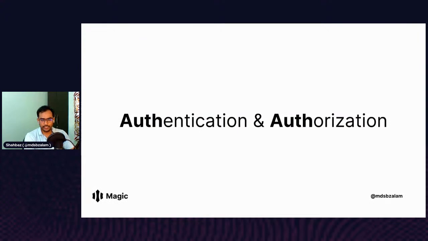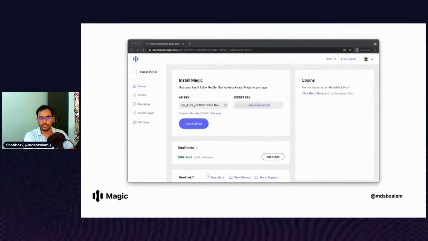So let's understand what authentication and authorization are. Authentication is where you prove yourself when you log into some application, and authorization is where you check that you have the right credentials or right permissions to access that resource. How do authentication and authorization work?